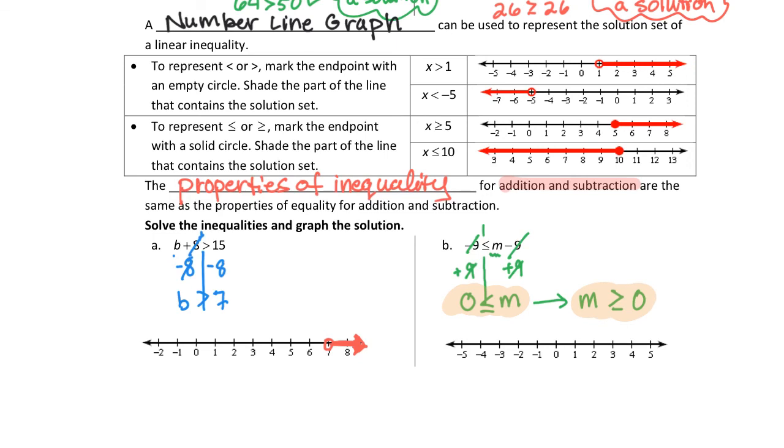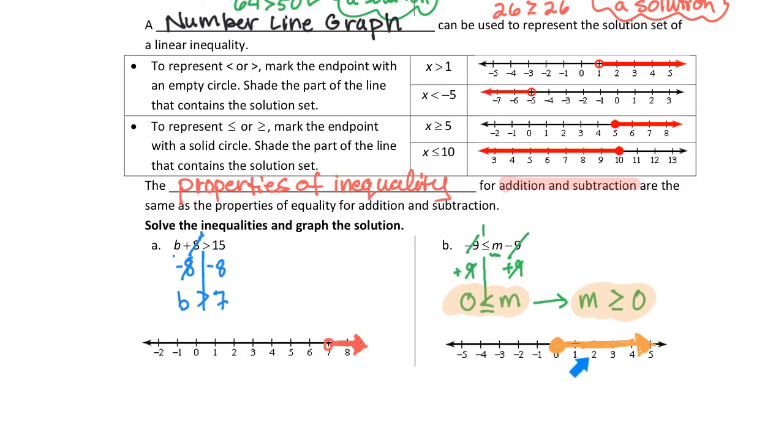I'm going to have a closed circle this time at 0, and I'm going to shade to the greater than side because all the m's, the variables, need to be greater than 0. Make sure you put an arrow on the end to indicate it goes on forever. Right, last note is that the number line graph shows you anything that's going to make your inequality true. For example, if I substituted 8 into my original inequality, 8 plus 8 is indeed greater than 15.